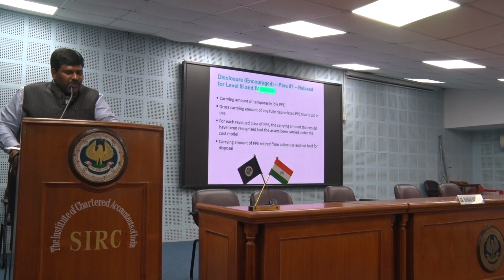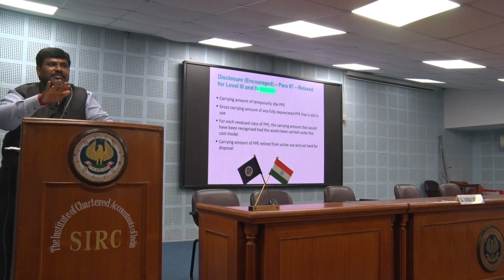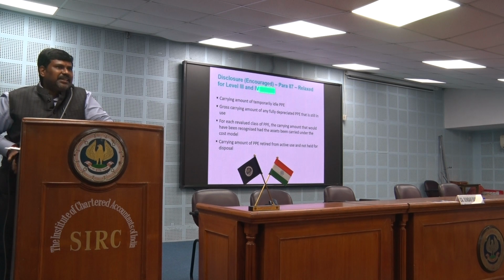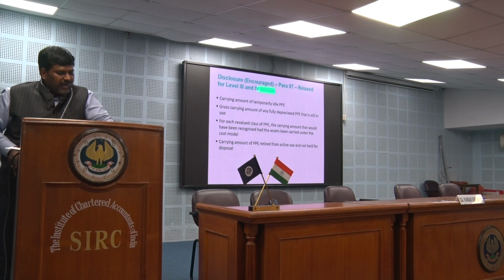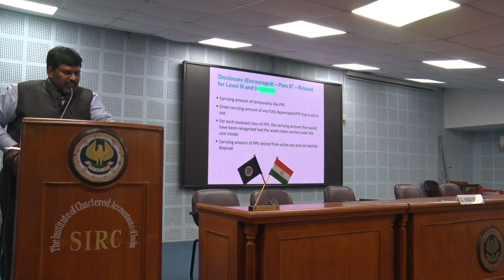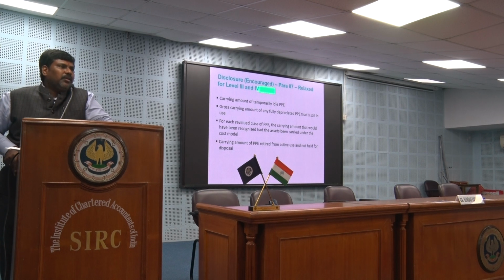For each revalued class of PPE, gross carrying amount of any fully depreciated PPE that is still in use. Sometimes you'll find the asset will be live, but by mathematics it would have been fully depreciated. For 1 rupee, you would still be carrying on, like your typewriter type of stuff. For each revalued class of property, plant and equipment, the carrying amount that would have been recognized had the asset been carried under the cost model. In case you are following the revaluation model, what would be the carrying amount under the cost model? Carrying amount of property, plant and equipment retired from active use and held but not disposed.